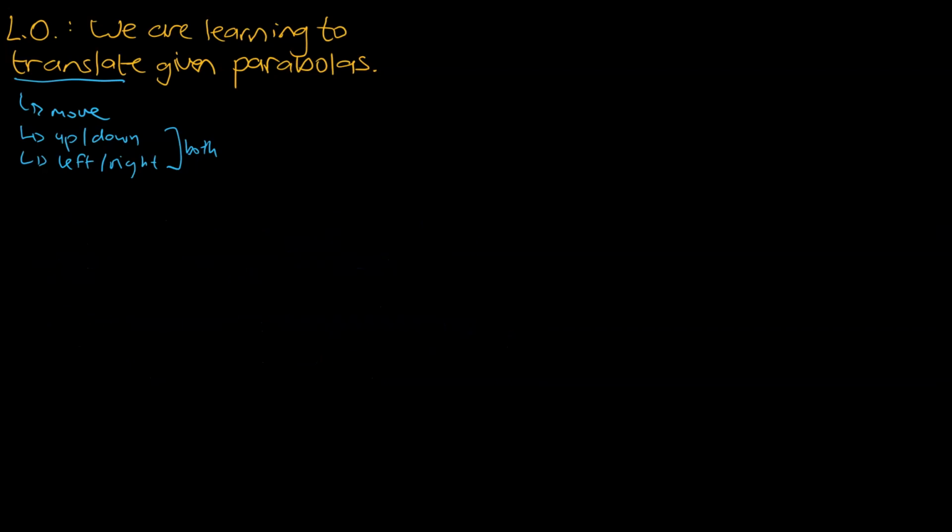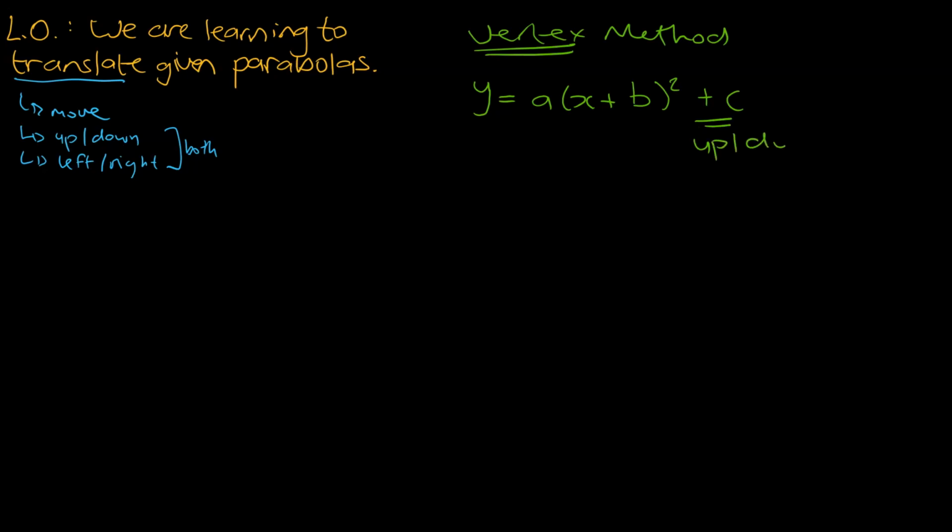Okay guys, and we're back. I've deleted all our working and our graph, and I'm just going to recap: what was the vertex method formula? Because when we moved the parabolas up and down, we did refer to the vertex. So that was the vertex method. The C, that's what controlled the up and down movement, and the B controlled the left or right movement.